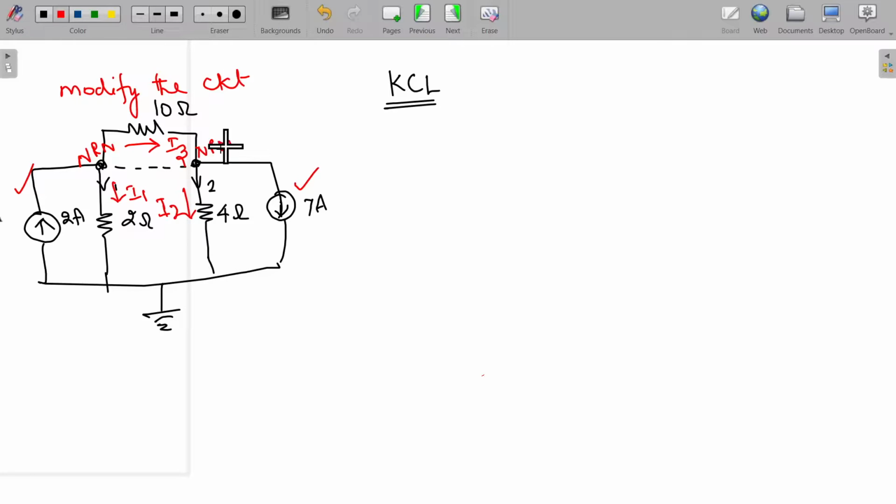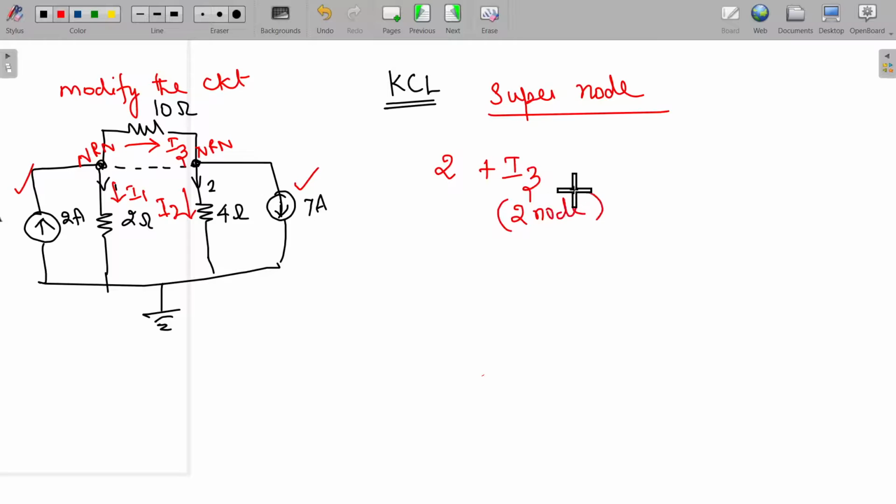Okay, so now for this supernode we apply the KCL. What are all the incoming currents to this supernode? Supernode means it is including this thing only, right? After considering the nodes 1 and 2 as a single node, or a supernode. So what currents are actually entering? This 2 ampere current is entering, and this I3 current is also entering. I3 current is entering into this second node.